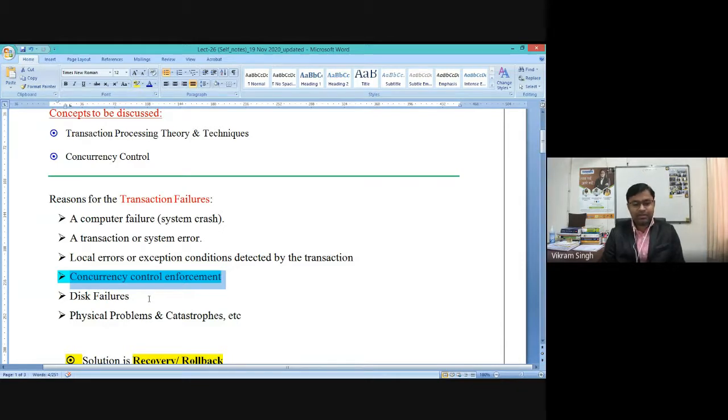The last probable reason is the physical problem and catastrophic. Catastrophic means natural disaster, any disaster which is beyond human reach or beyond human capability. It can be some earthquake, heavy rain, or those kinds of situations. Those situations are also one of the reasons for transaction failure. So these are the prominent reasons for the failure of a transaction in a transaction-based system, right?